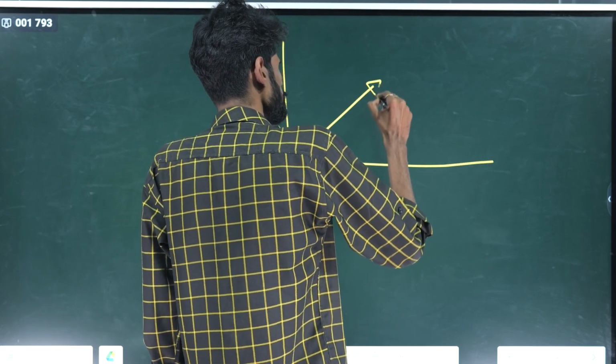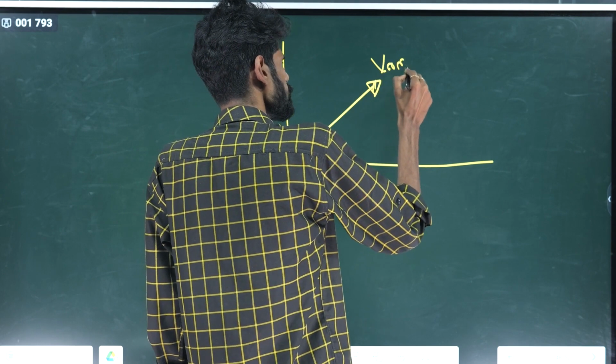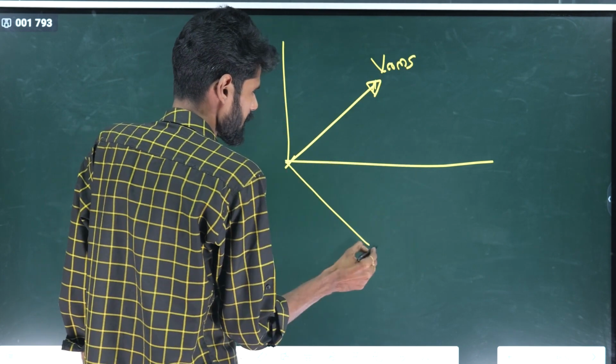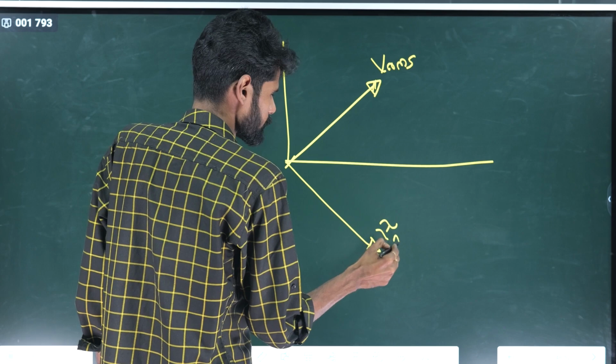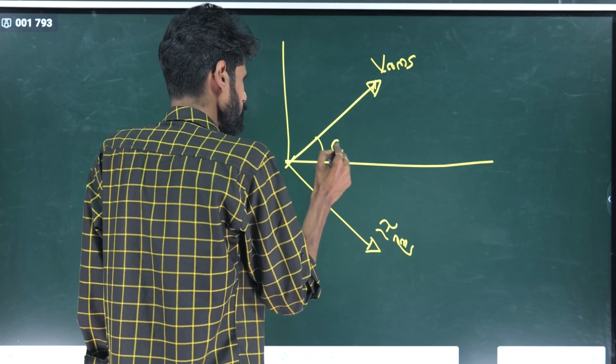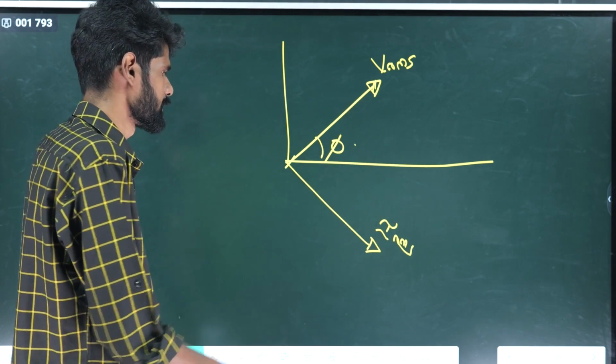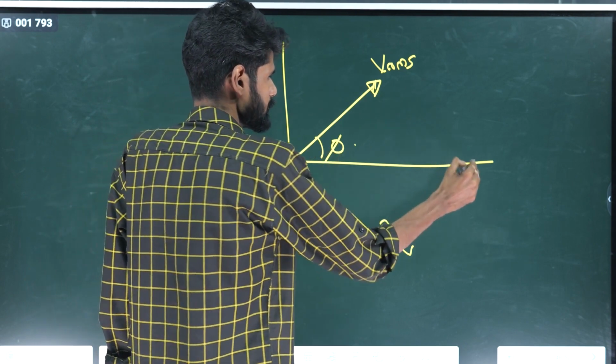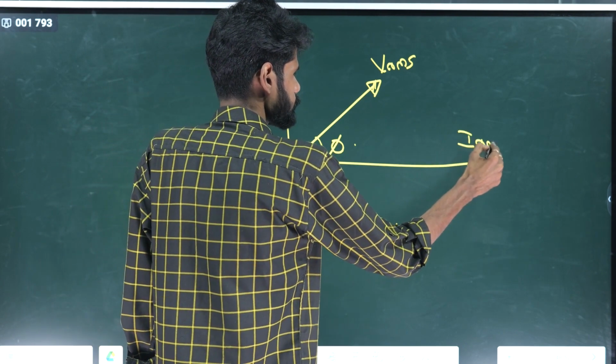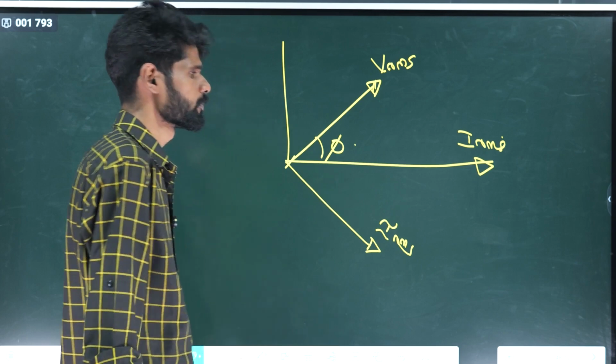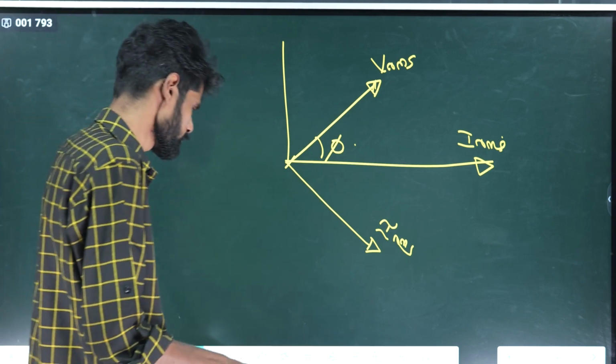Vrms Irms cos phi. So what is phi? Phi is the angle between Vrms and Irms. The angle between Vrms and Irms is phi. So power is equal to Vrms Irms cos phi.